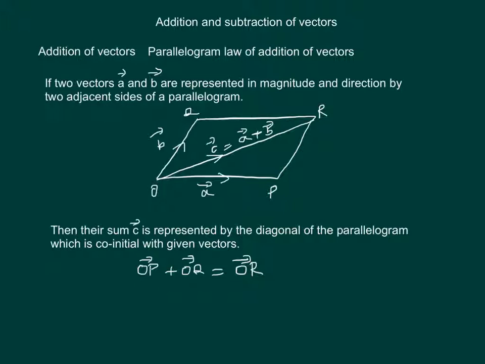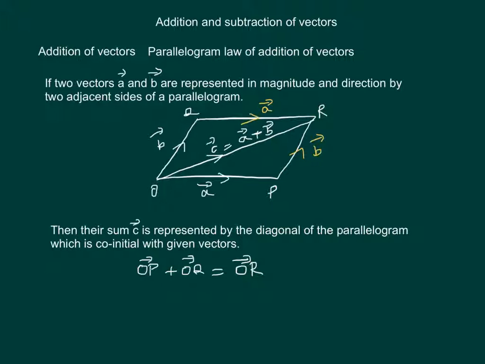Let us now look at this parallelogram from a different perspective. We know that in a parallelogram, opposite sides are equal and parallel. That would mean that OQ is equal and parallel to PR. Then PR also represents vector B. And similarly, OP and QR, both of them will represent vector A.